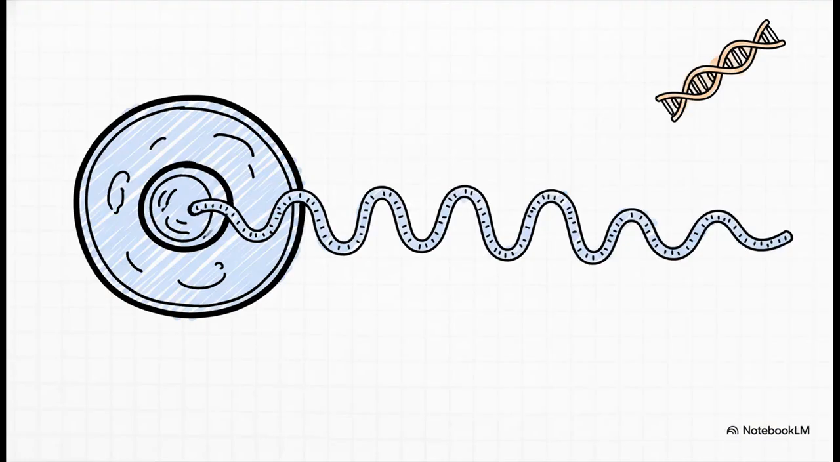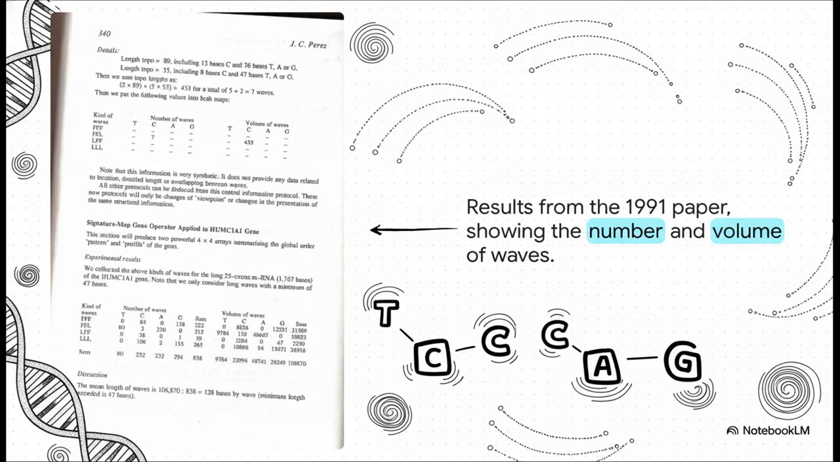The test subject was the messenger RNA for the human collagen gene. It's a sequence made up of 1,767 of those nucleotide bases. So this wasn't some simple, short little sequence. This was a complex piece of our genetic machinery, which makes it a perfect place to go looking for a big, global pattern. And here they are, the results, taken directly from that 1991 paper.